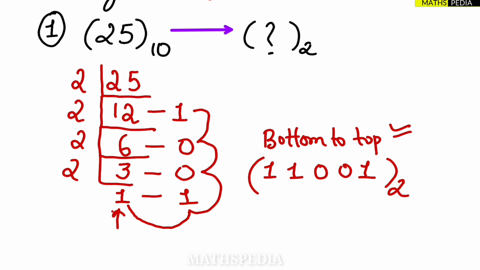We discussed in the last video, this question we took and converted into decimal, and we got 25. Now we are doing the 25 conversion into binary. Just divide, and from bottom to top you have to go. So 1 1 0 0 1, not from top to bottom. This is always bottom to top in this case.